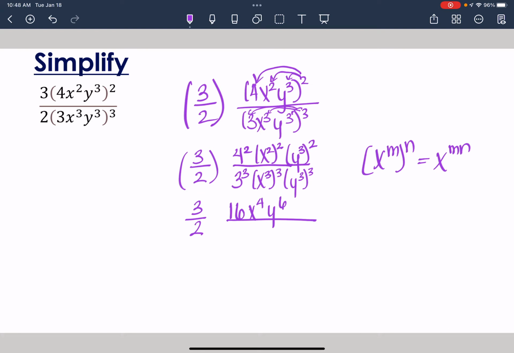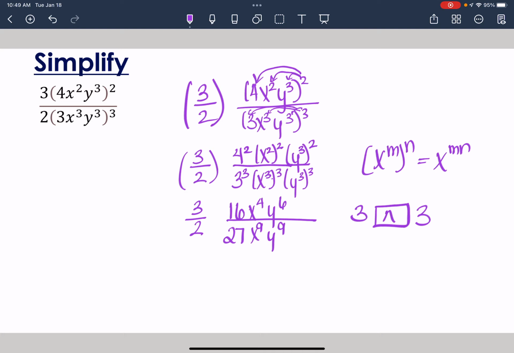And now let's simplify the denominator. So 3 cubed, if you don't know the value of 3 cubed, do it on your calculator. It'll be 3 caret 3. And if you do that, you'll get 27. Now we have x cubed cubed, so we're going to have to multiply those powers. That'll be x to the 9th. And then y cubed cubed will be y to the 9th.